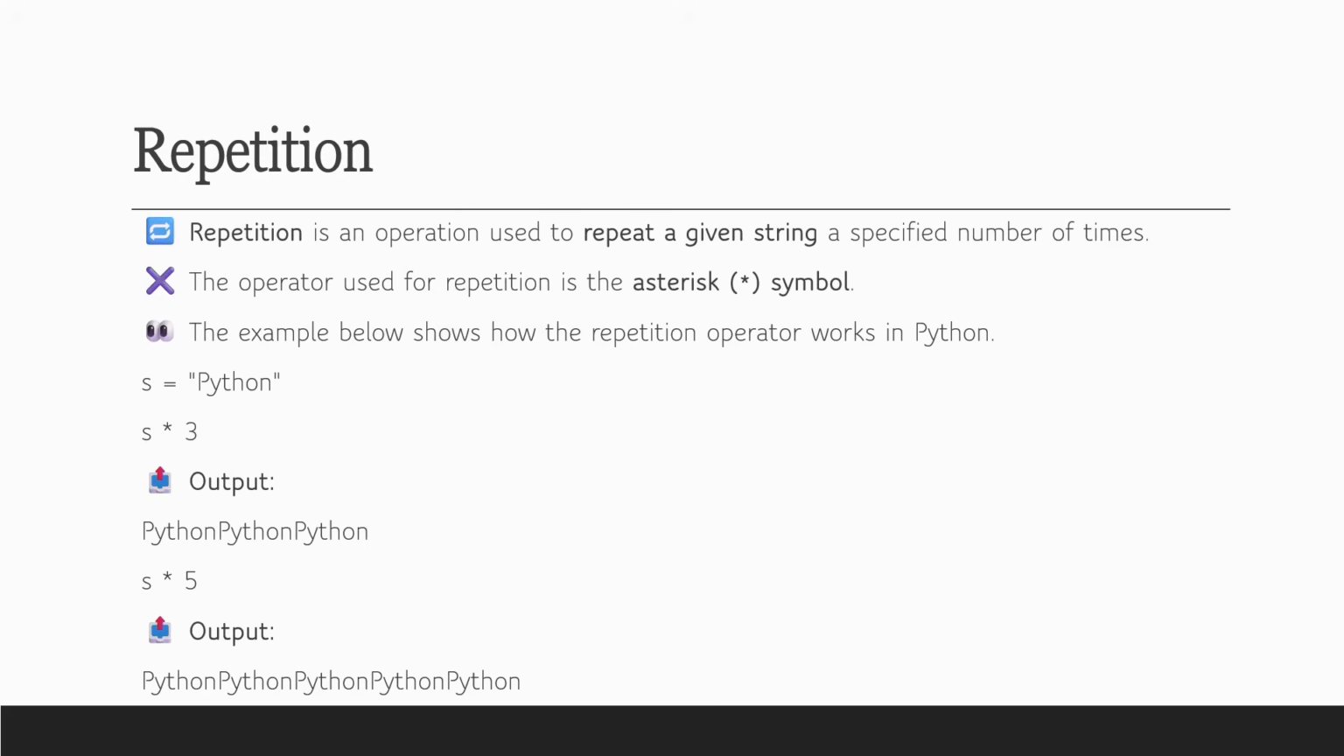Repetition. Repetition is an operation used to repeat a given string a specific number of times. In Python, the asterisk symbol is used as the repetition operator. Here, the string Python is stored in the variable s. When we write s multiplied by 3, the string Python is repeated 3 times. Similarly, when we write s multiplied by 5, the string is repeated 5 times. This is how repetition works in Python.